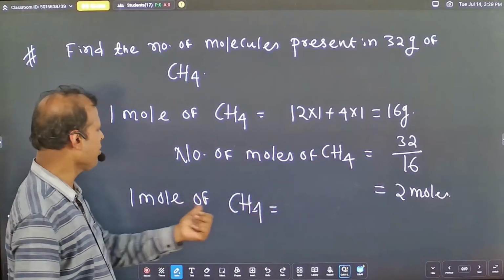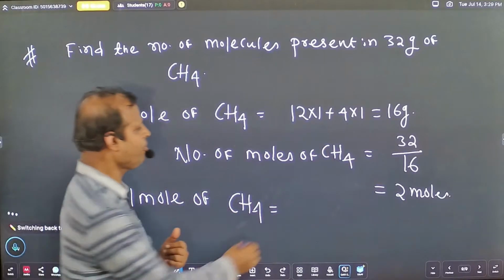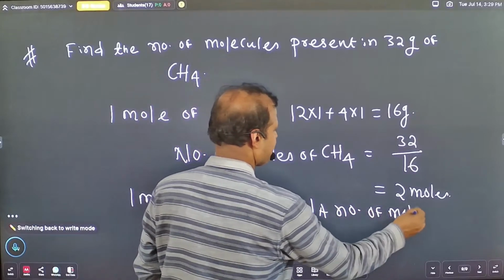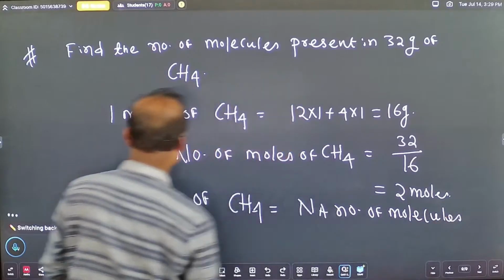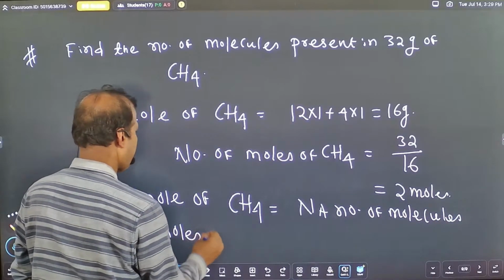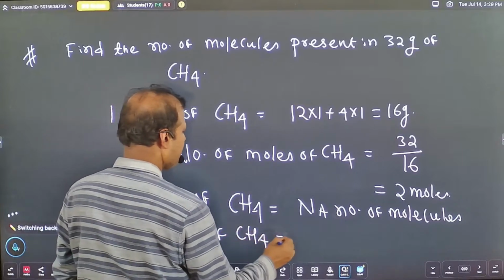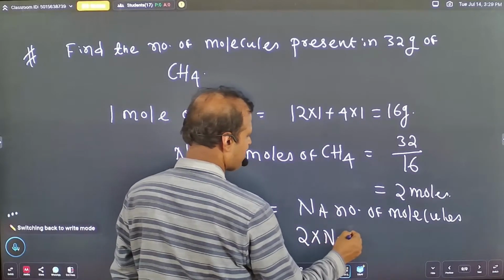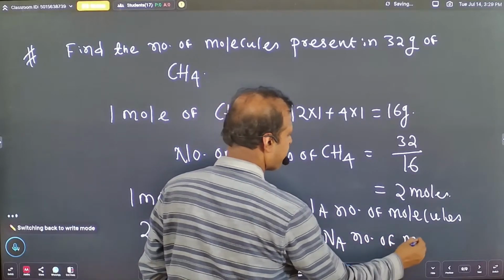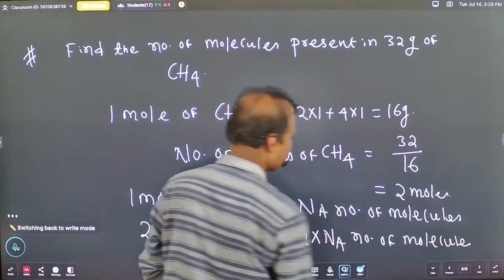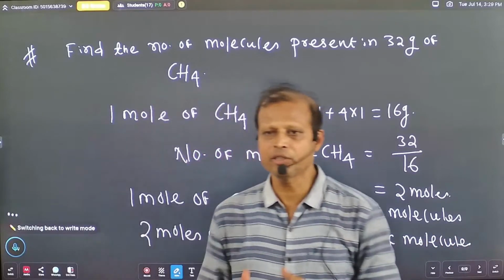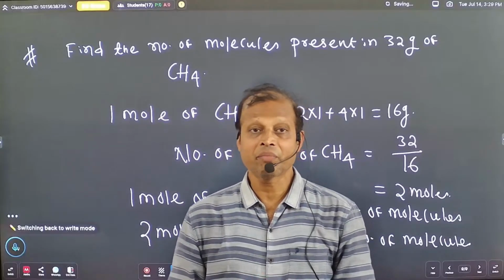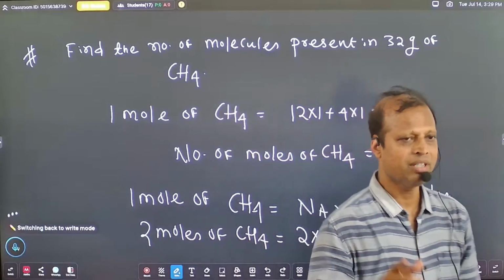So 1 mole of methane has how many molecules? Na number of molecules. So 2 moles of methane has how many molecules? It has 2 into Na number of molecules. That is the same as 2 multiplied by 6.022 into 10 to the power what? 23.